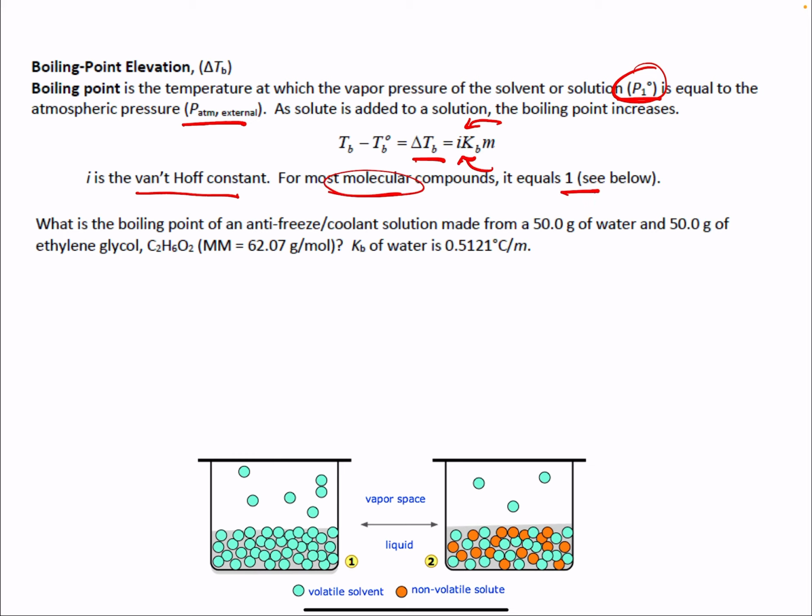There's our constant from the table, right? We don't have to memorize these, but we'll have them. And this is molality. Remember, molality is moles per kilogram. So moles of solute per kilogram of solvent. So a little bit different than molarity.